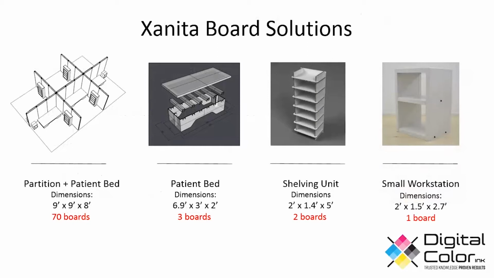But that full room structure where you've got 6 different rooms, 6 different beds, bookcases, workstations, that is all made out of Xanita Board. It's about 70 boards. So just over a skid of Xanita material, and you've got 6 different temporary custom modular solutions. The bed in each one of those is about 3 boards. Again, it's about 7 foot by 3 foot by 2 foot.